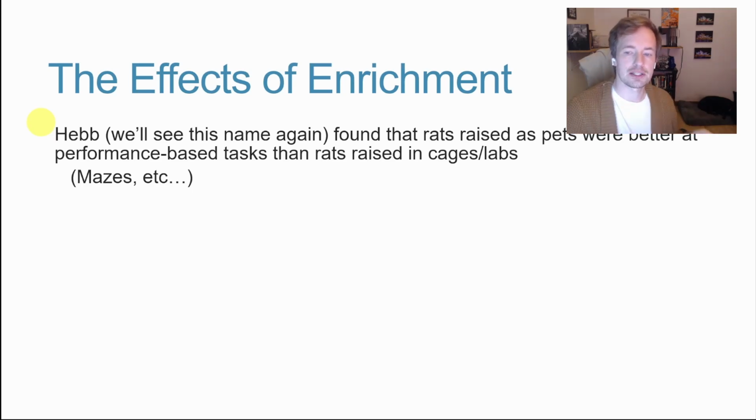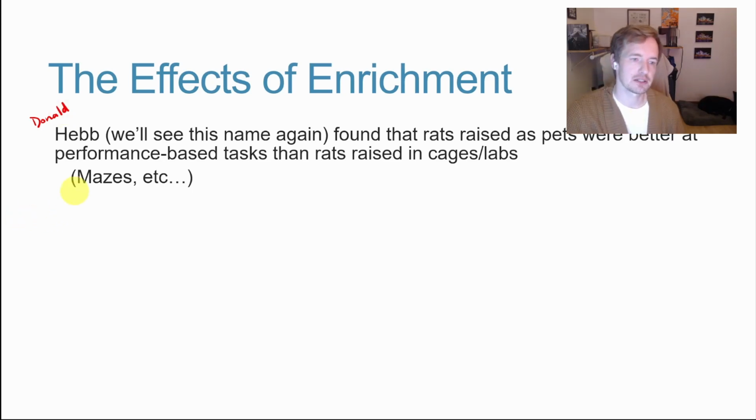Alright, so let's talk about Hebb. Hebb is this guy, Donald Hebb, a very important, crucial figure in neuroscience, specifically in neuropsychology. And if I am not mistaken, he was a Canadian guy. We're going to see him again because he was super influential in this field.